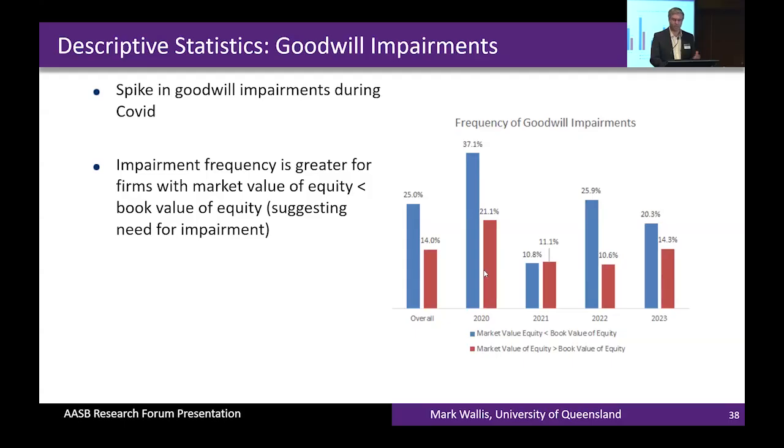The red bar is where the market value is greater than the book value of equity. So an impairment is less likely. So a few observations on this.